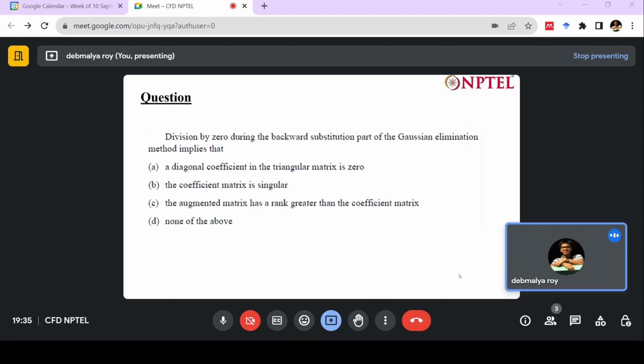Let's go to the next question. So the next question states that if during Gaussian elimination we have division by zero, so division by zero during the back substitution part of Gaussian elimination, what does this imply? When can we have division by zero?